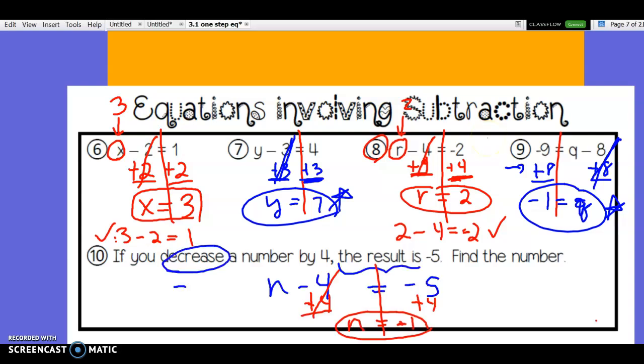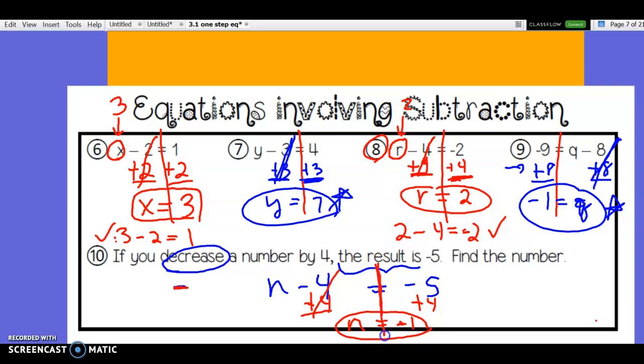All right, remember the word decrease means subtract. We had that on our last test. And it says if you decrease a number by 4, so that's n minus 4, or you can use whatever variable you want. The result is, that means equals, and then you have negative 5. So we have n minus 4 is negative 5.